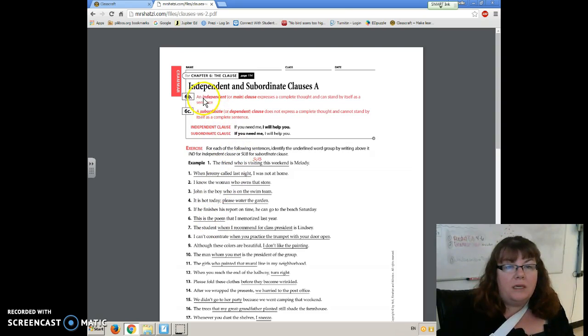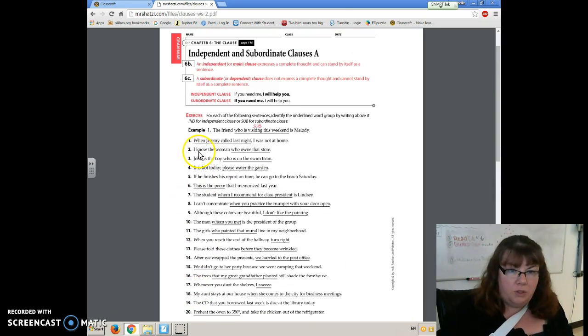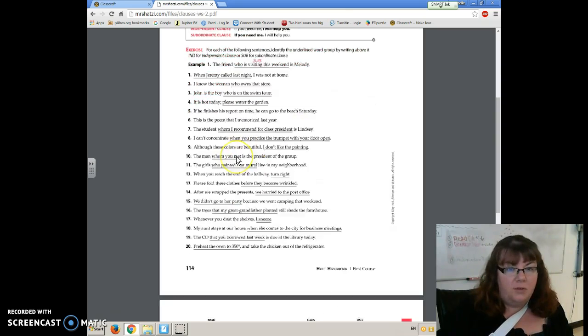Here, the instructions are giving you a little bit of review, the idea of which is which, and then asking you to identify the underlined group by writing above it independent or subordinate. On your paper, I want you to put exercise 1, and then do numbers 1 through 20, and write whether it's independent or subordinate. Subordinate clause is the same thing as dependent clause. So that's for the first page.